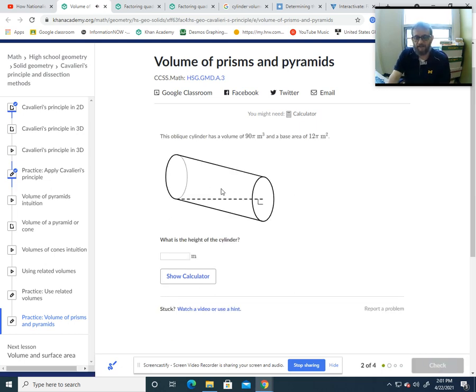Okay, same idea here. This time we've got a cylinder. So again, what we're interested in is the area of the base. Now, even though this is laying on its side, the base is still the circle. So it says this oblique cylinder has a volume of 90 pi and a base area of 12 pi. It wants to know the height. Well, we took the area of the base, which was 12 pi, we multiplied it by the height and got 90 pi. So what we're going to do is divide 90 pi by 12 pi.